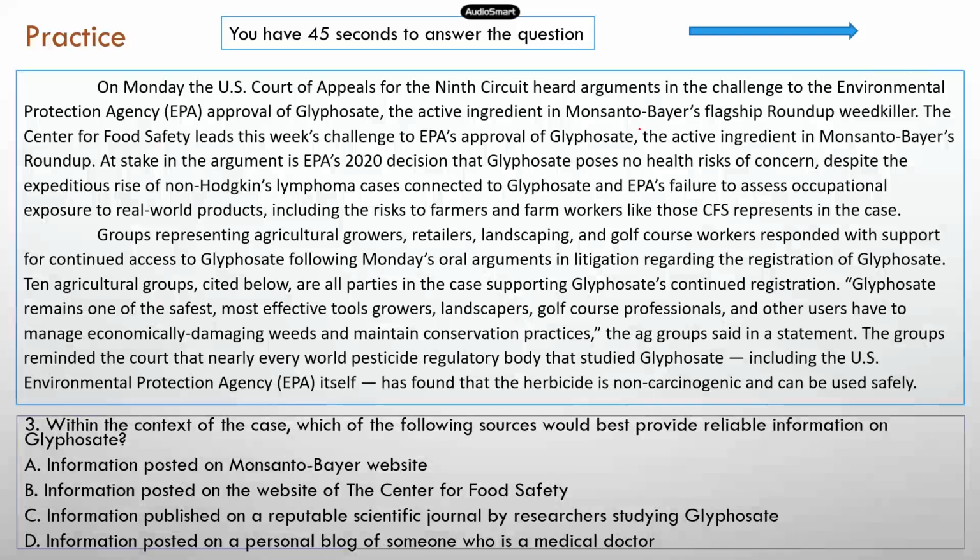Question 3. Within the text of the case, which of the following sources would best provide reliable information on glyphosate? So imagine if you are not involved in any of those groups, EPA or the court or Center for Food Safety or the agriculture groups. You're just a bystander and you want to know whether glyphosate is really that bad. Which source would you use to make your own assessment?